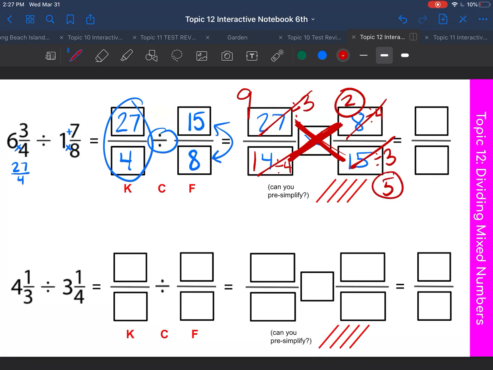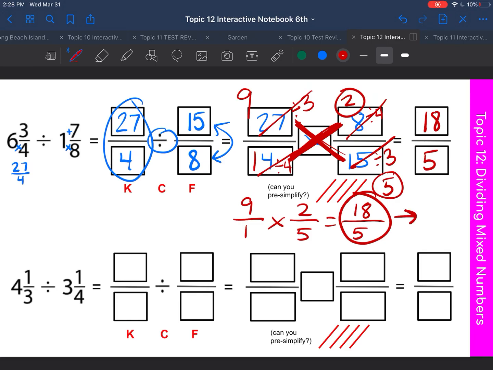So now our new fractions are 9 over 1 times 2 fifths. Okay, so 9 times 2 is 18. 1 times 5 is 5. Ooh, that is an improper fraction, and we want to make it a mixed number. So if you write 18 fifths, that's fine. But as a mixed number, it would be 3 and 3 fifths.